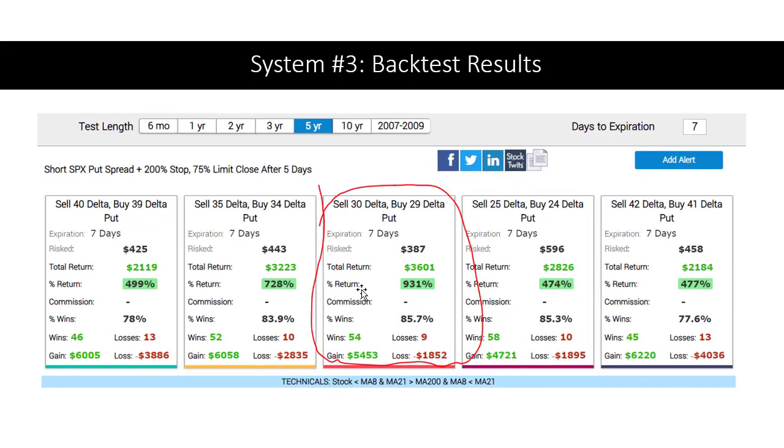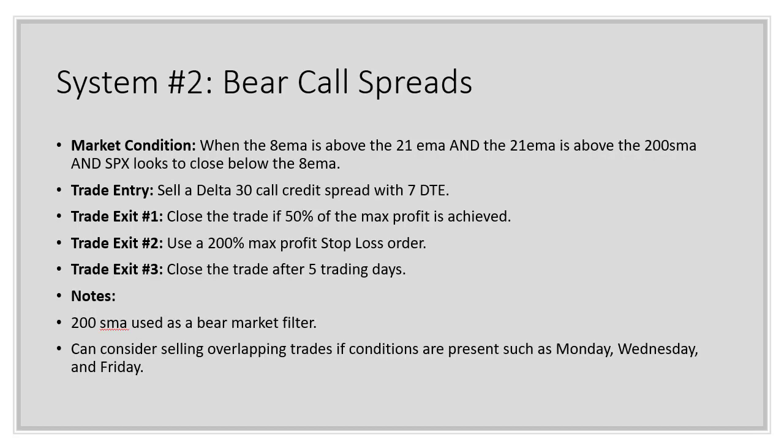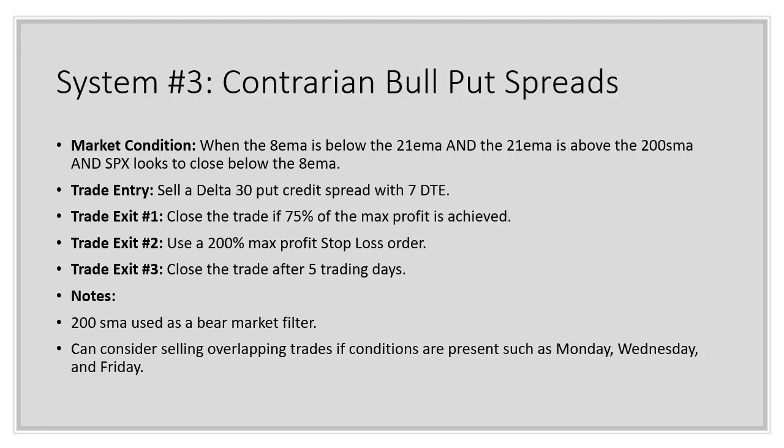So just to recap, we have system 1 bull mode where we're above the moving averages, and the 8 is above the 21. We're selling close to the money bull put spreads. As the market starts to pull back, we're going to put in some bear call spreads. And then as the market kind of rolls over a little bit, we'll look to sell bull put spreads again. So that's kind of the system. And then if it rolls back up, then we can end back up in bull put spread mode.